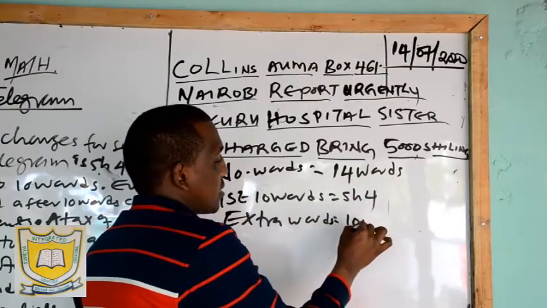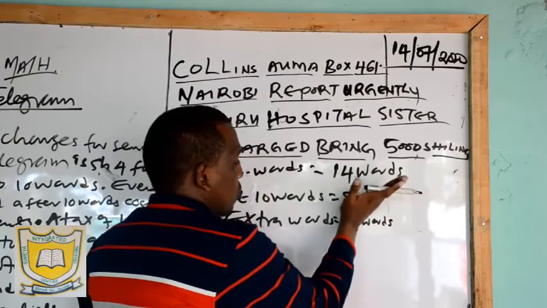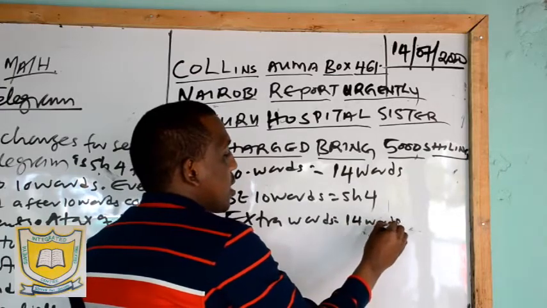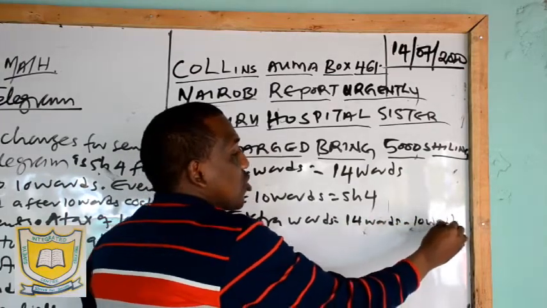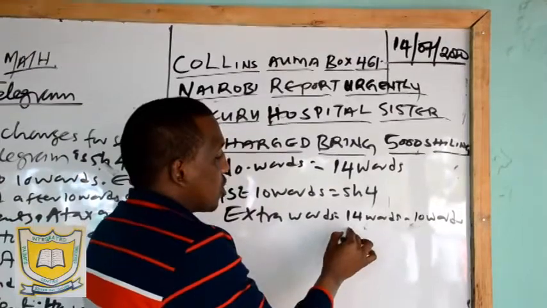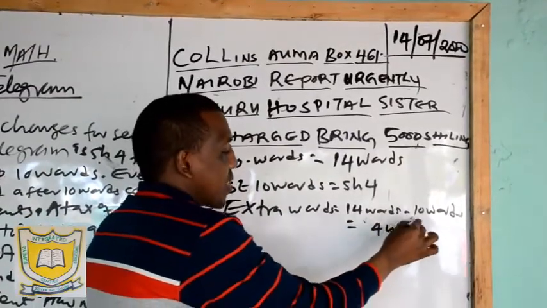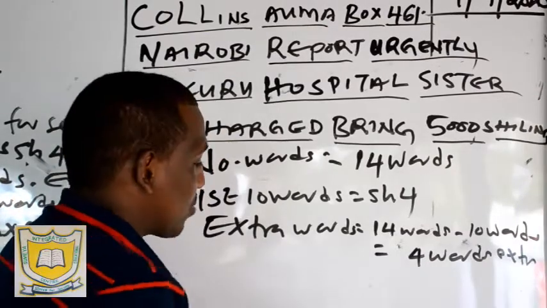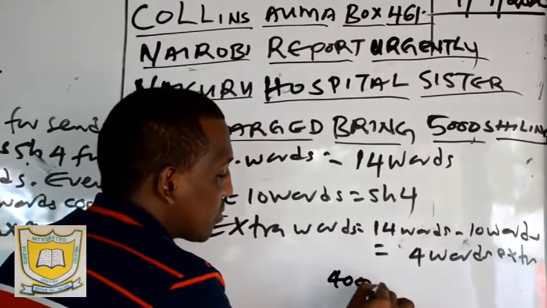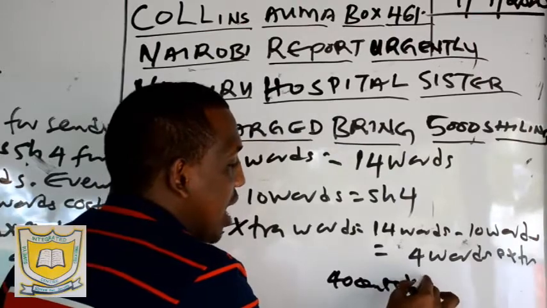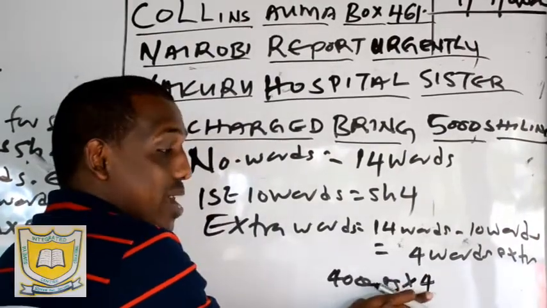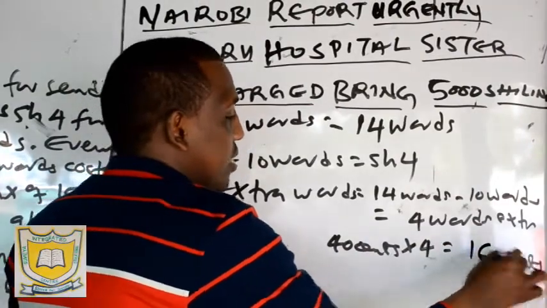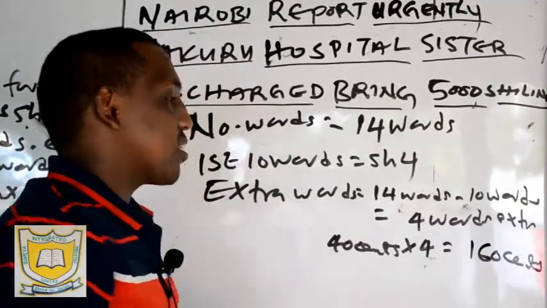So 14 words minus the first 10 words. So the extra words are 4. These are extra words, and each is charged 40 cents. So 40 cents times 4 words, you will get 160 cents.